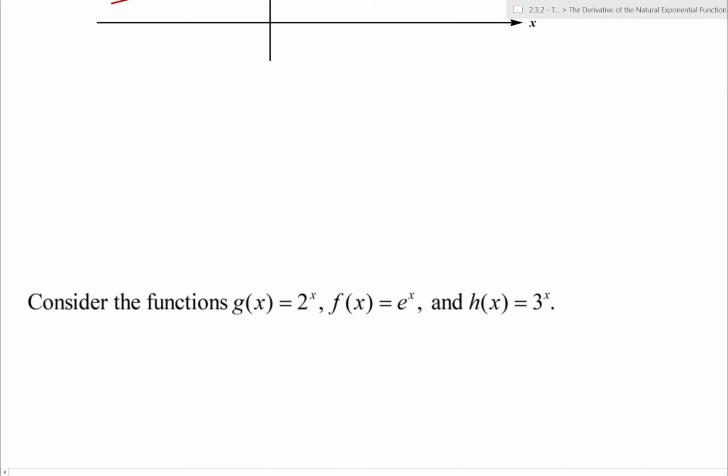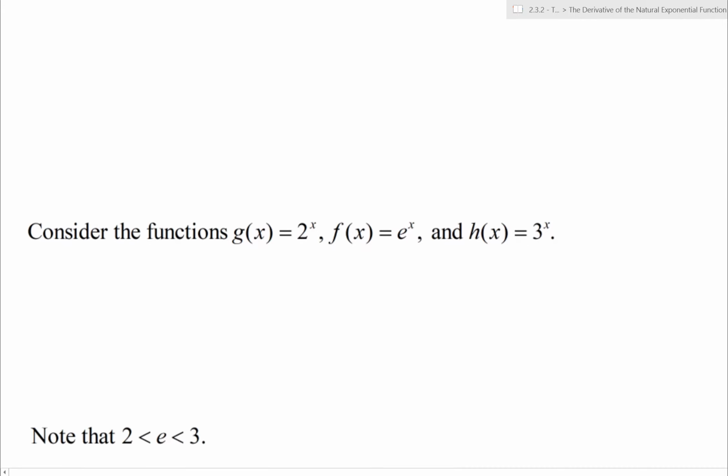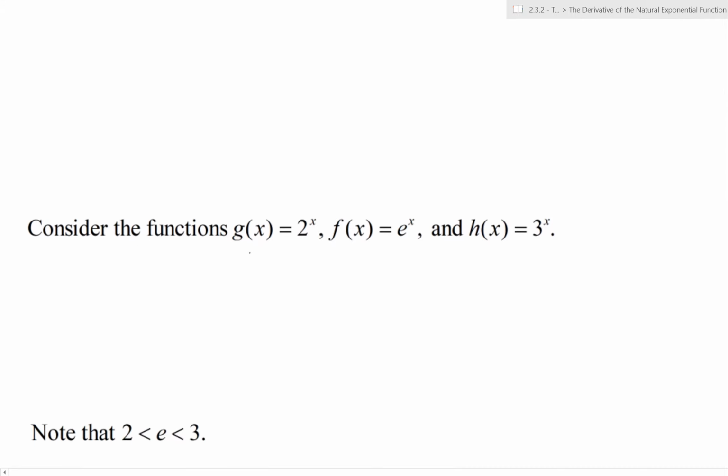So to help us get a little further here, we are going to consider three functions. g of x, let's say, is 2 to the x. f of x is our friend here, e to the x. And h of x is 3 to the x. Now remember, e is approximately 2.71. It's an irrational number, but it's approximately equal to that. And thus, obviously, it follows that right down here, this statement: e is bigger than 2, but it's less than 3, right?